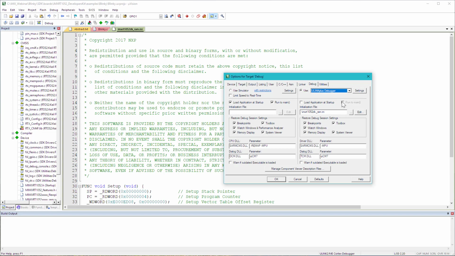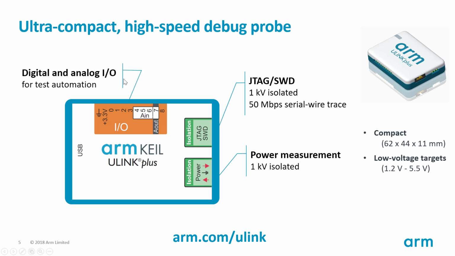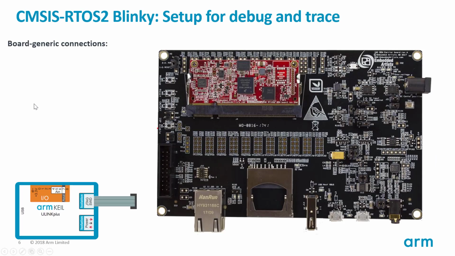So let me just give you a brief overview of this debug probe. ULINKplus supports serial wire and JTAG interface mode via a 10-pin Cortex-M debug connector that is common to find on most development boards. But note that on ULINKplus, this interface also has built-in 1 kV isolation, making it a perfect match for sensitive applications like motor control or where high voltage power is involved. It also has two special interfaces, one for power measurement and another one for I/O pin control. Later in this webinar, I will demonstrate how to use them.